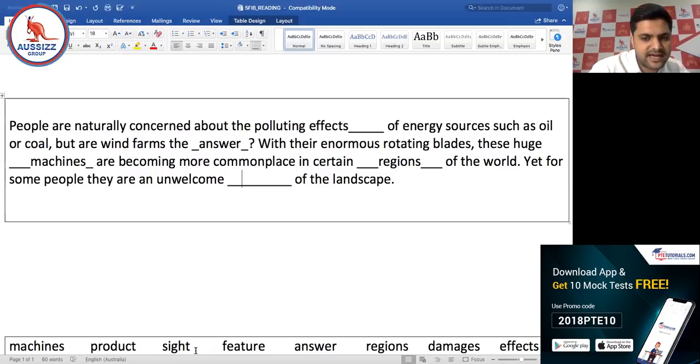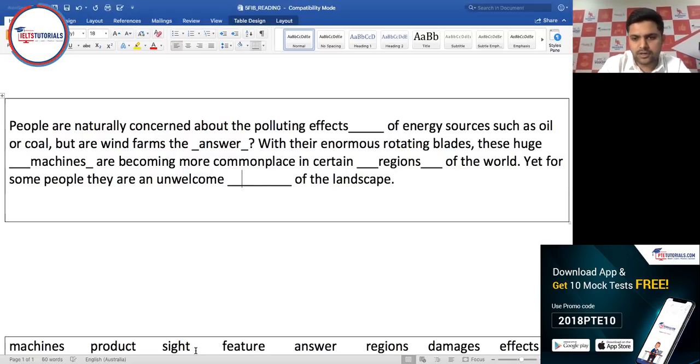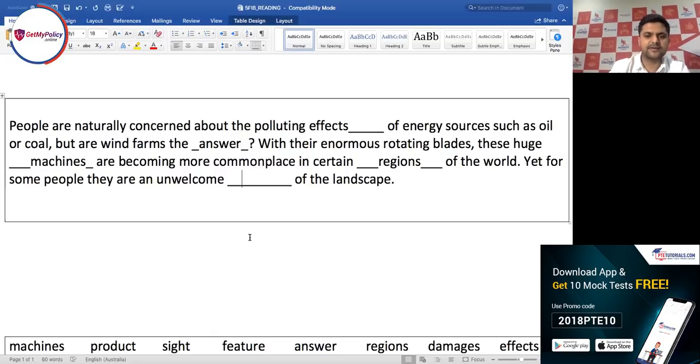Now, sight of the landscape and feature of the landscape, both collocate with the word landscape. But there is only a slight difference here: unwelcome sight would require the word in instead of the word of. An unwelcome sight in the landscape would be the correct way of writing it. So if it is of the landscape, then the answer would be an unwelcome feature of the landscape.